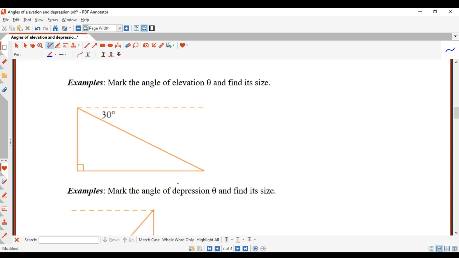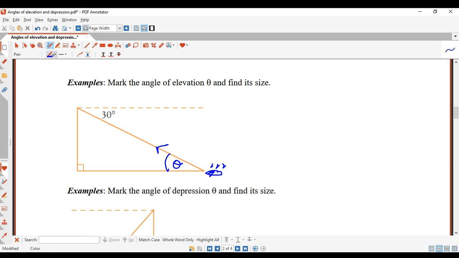Now, first example, you've got to mark in the angle of elevation, theta, and find its size. Okay, well, remember, it's the angle when you're looking up. So here's my line of sight, just there, I'm looking straight up. Imagine you've got a little eyeball there. There's your eyelashes, and you're looking straight along that hypotenuse. So this here is the angle of elevation, and I'll mark it with the angle of theta. And it says find its size.